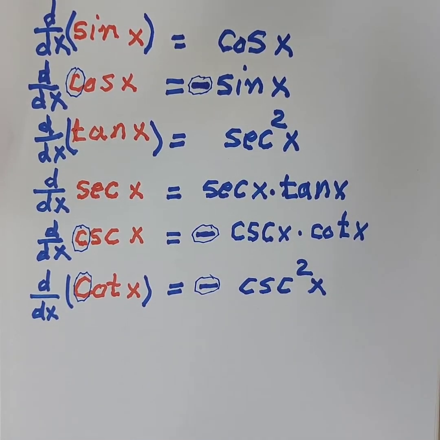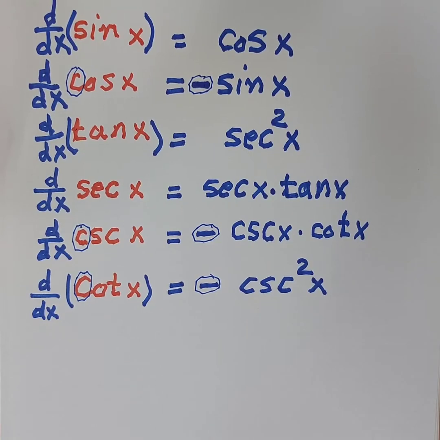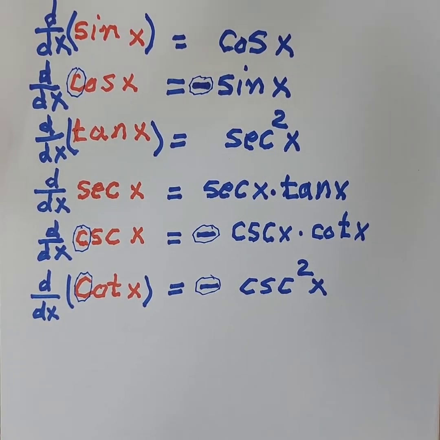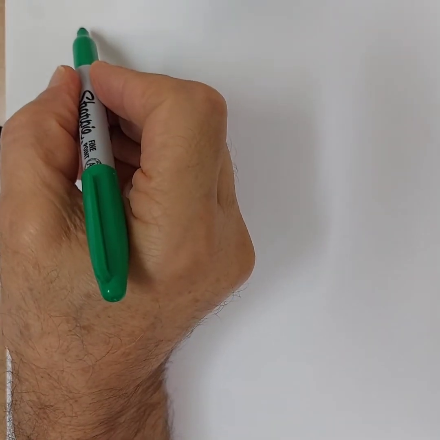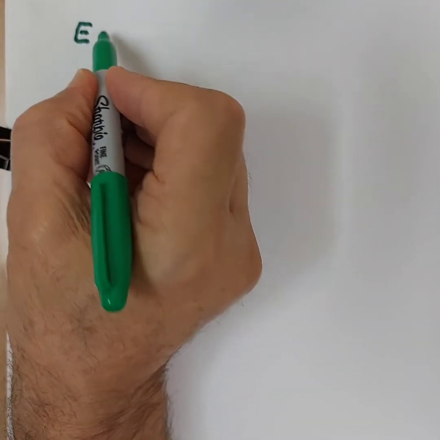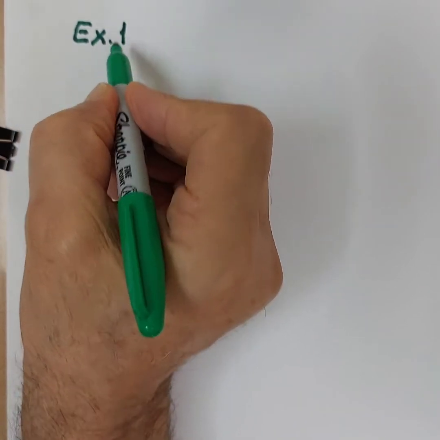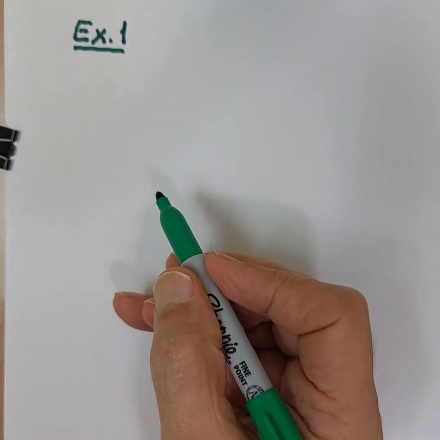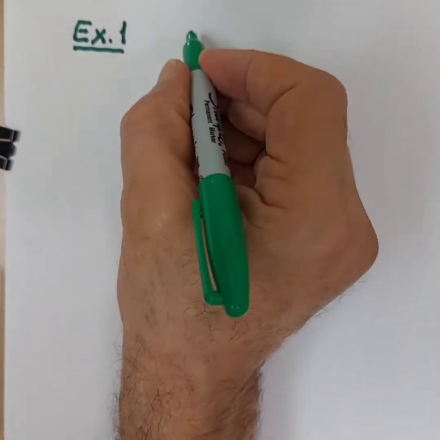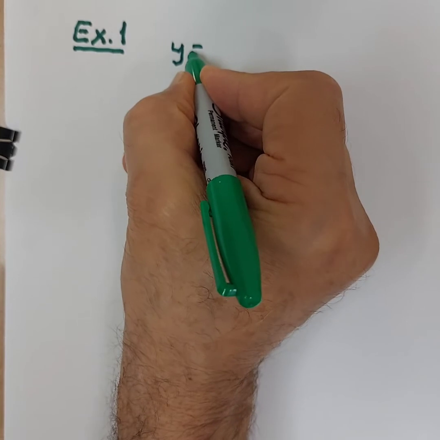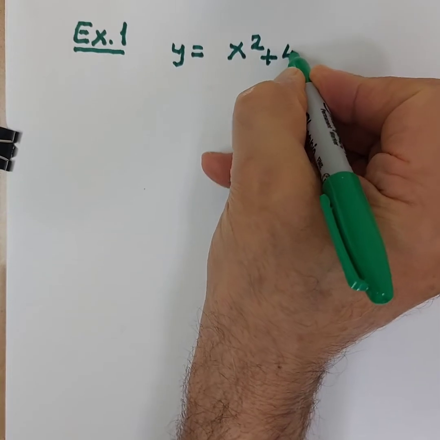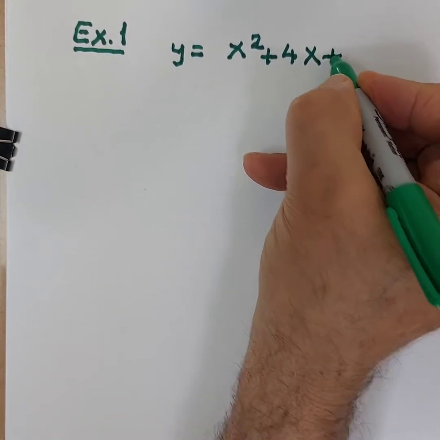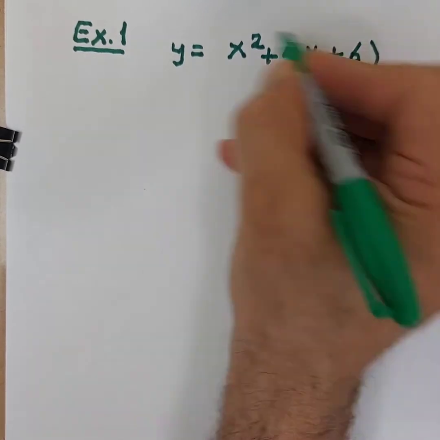Now, as we mentioned all the rules about the derivatives of functions, let us go and apply these on some examples. Example 1. Find the derivative of the function y is equal to (x squared plus 4x plus 6) all to the power 5.